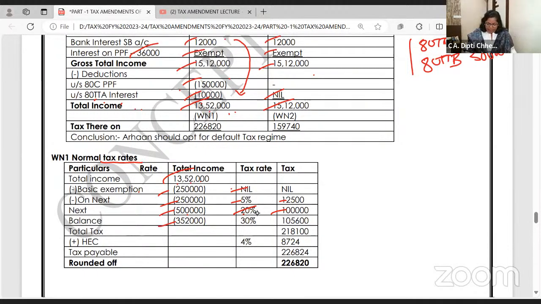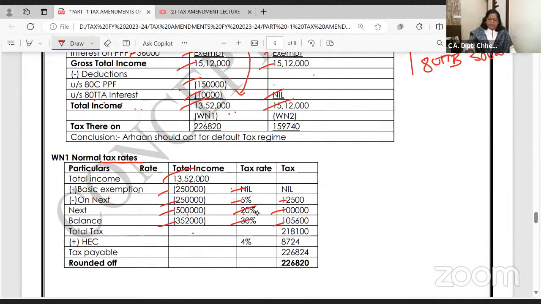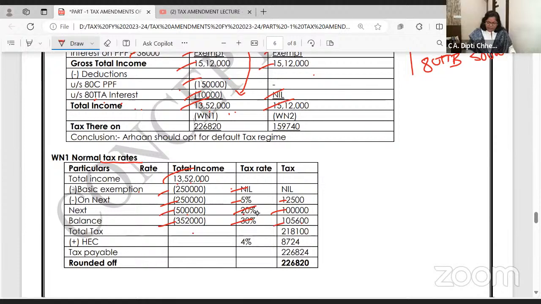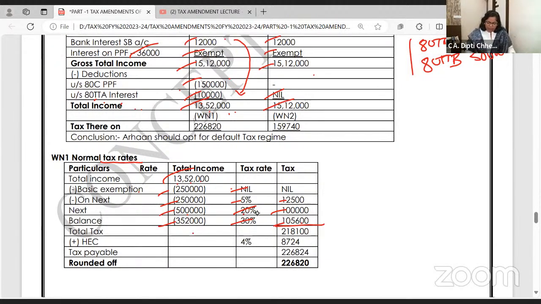13,52,000. On 3,52,000 at 30%. देखो, 3,52,000 पे 30%. Okay. So what is your tax? Total tax coming to 2,18,100. Somewhere commas are there, somewhere it's missing.